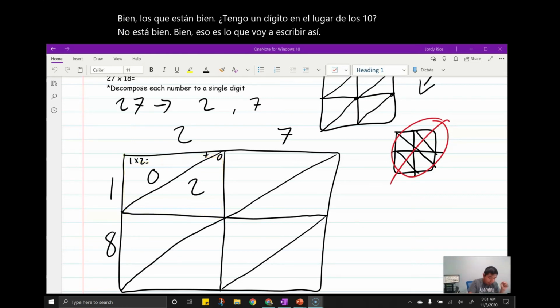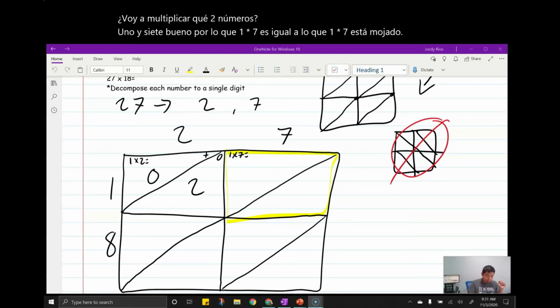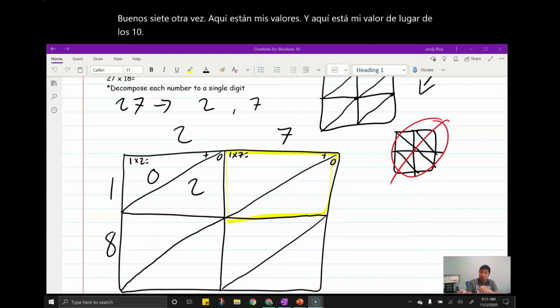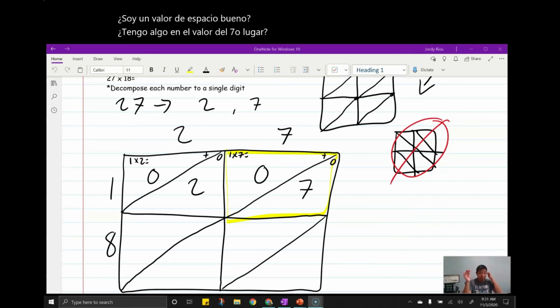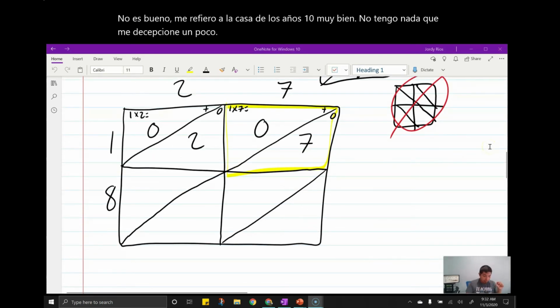Now, in my next box here, okay, I'm gonna be multiplying what two numbers? 1 and 7. Good. So 1 times 7 equals what? 1 times 7 is what? Good, 7. Again, here's my ones place value and here's my tens place value. 7 goes where? In my ones place value. Good. Do I have anything in the tens place value? No. Good. I don't have nothing, okay? Let me scroll down just a little bit. Alright, perfect.